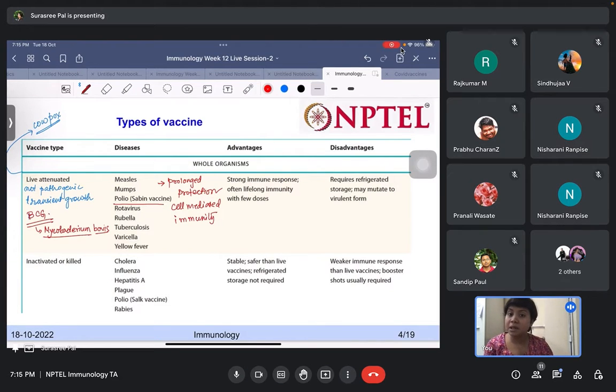But remember, there is a major disadvantage of live attenuated vaccine, which is that since they can replicate within the host like the natural real pathogen, sometimes it may happen, very very rarely, that this can mutate and revert back to the virulent forms, right? This is the disadvantage: reversion to virulent form.